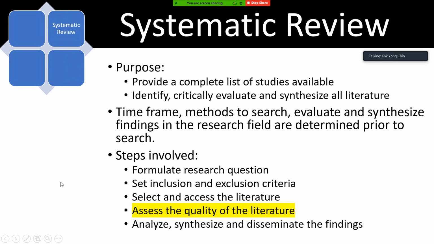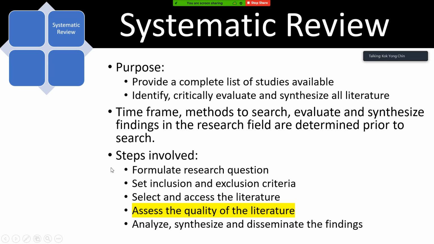Then we have systematic review, which is currently quite trendy in UKM. Systematic review is to provide a complete list of studies available, and to identify, critically evaluate and synthesize all issues pertaining to a subject or research field. Some of you are very familiar with systematic review, or some of the students might have come across or read about it.